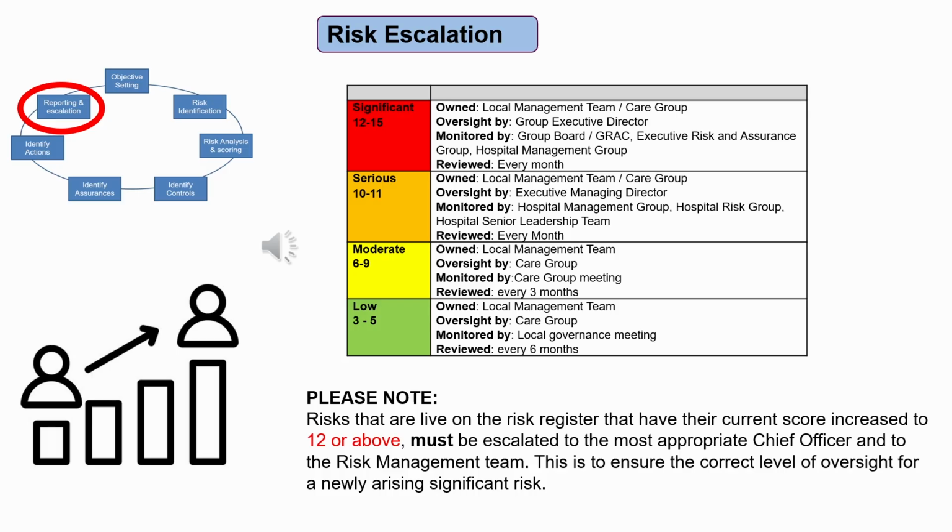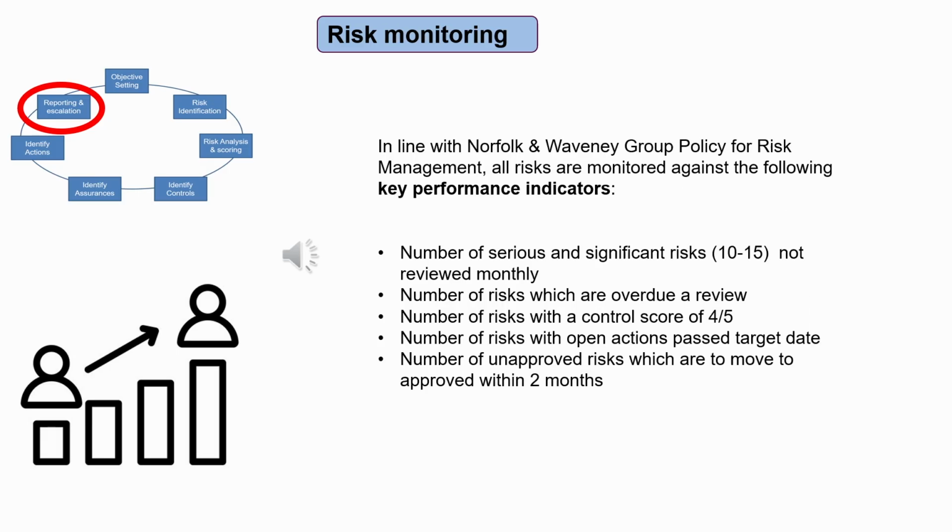This is to ensure the correct level of oversight for a newly arising significant risk. In line with the Norfolk and Waveney Group Policy for Risk Management, all risks are monitored against the following key performance indicators: the number of serious and significant risks, those scoring 10 to 15, not reviewed monthly, the number of risks which are overdue for a review, the number of risks with a control score of 4 or 5, the number of risks with open actions past their target date, and the number of unapproved risks which are to move to approved within 2 months.